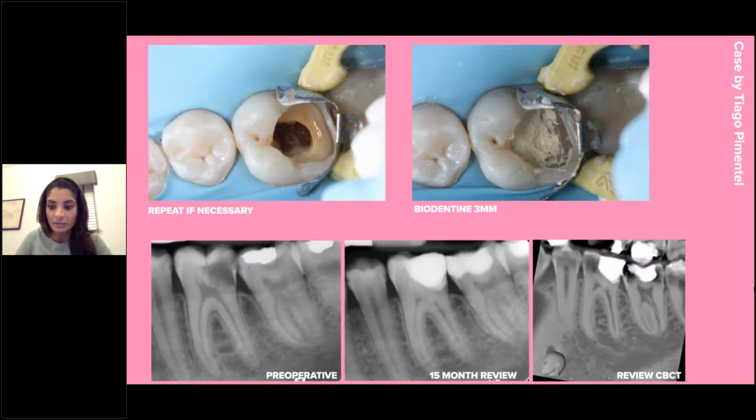And this is the 15-month review CBCT, showing no lesion, and I'm told by Tiago that the tooth responded well at 15 months to sensibility testing. So this is something to definitely explore in the future. At the moment in my clinical practice, I'm not doing the full pulpotomy procedure for cases like this, mainly because I'm still waiting for the evidence to come out to show that this works well long term.